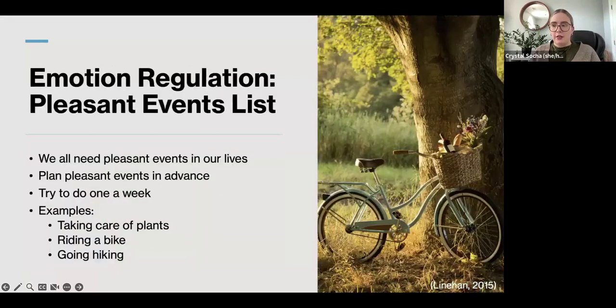And so there's a great handout with pleasant events that we talk about. As I mentioned, there's over 200 and something pleasant events on this list. We all need pleasant events in our lives. It's important to help individuals plan those events in advance. It can be helpful to have them kind of use the buddy system if possible. Are you able to do this with them if you're someone who works in the community?